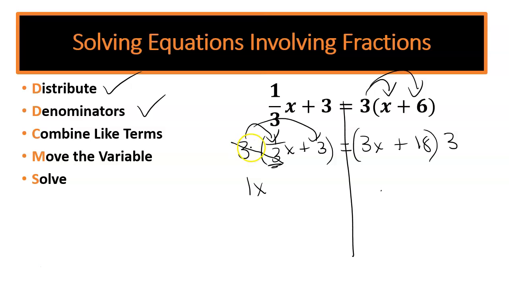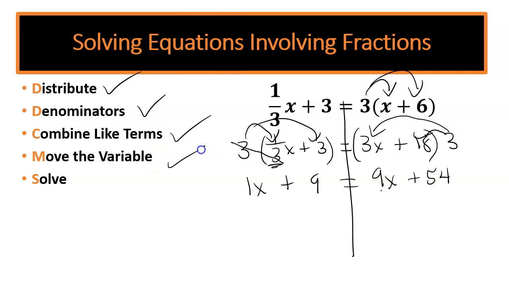But I still have to distribute 3 again. So 3 times 3 is positive 9 equals. Then I have to do this side. So 3 times 3x is 9x. 3 times 18, so you may want to use your calculator, it's going to be a positive 54. So it's going to make your numbers larger, but it's more manageable to work with than the fraction.